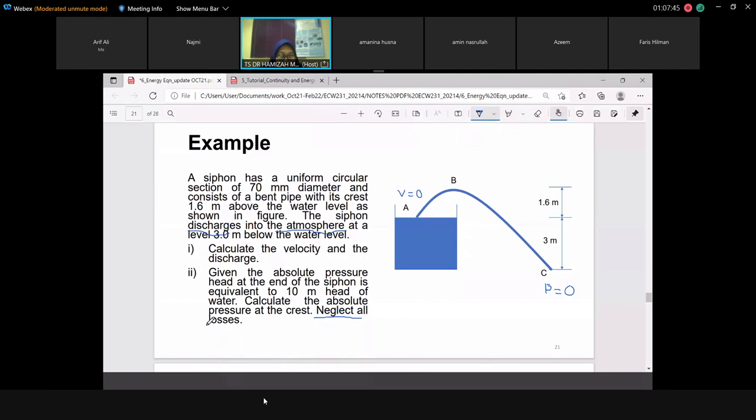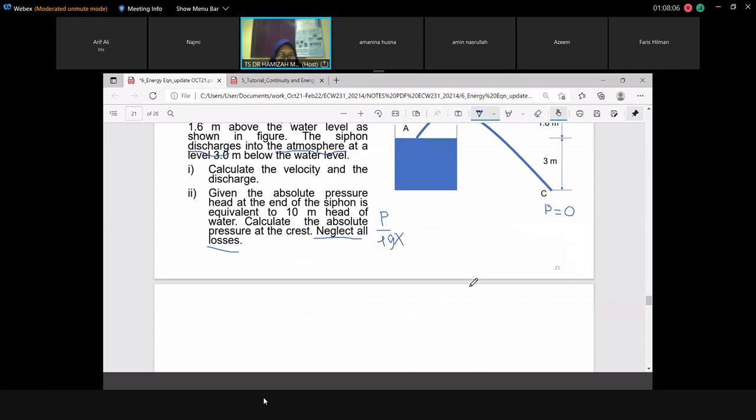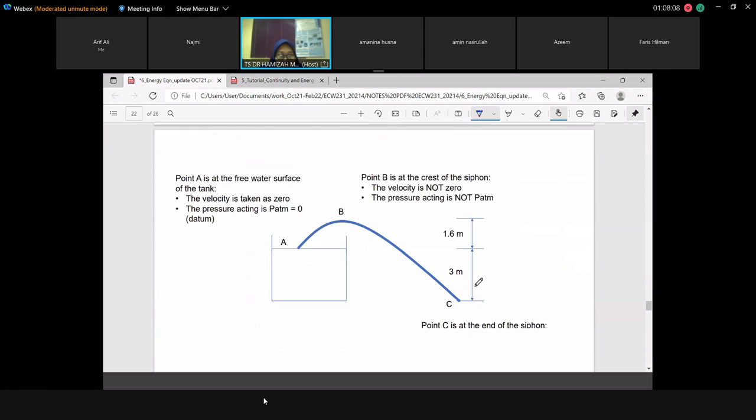Okay, so this 10 meter is already referring to pressure head. So the pressure no longer needs to be divided by rho g. We don't need to divide. We just use the pressure as 10 meter because it is already in unit meter. Okay, so let's see how we calculate.